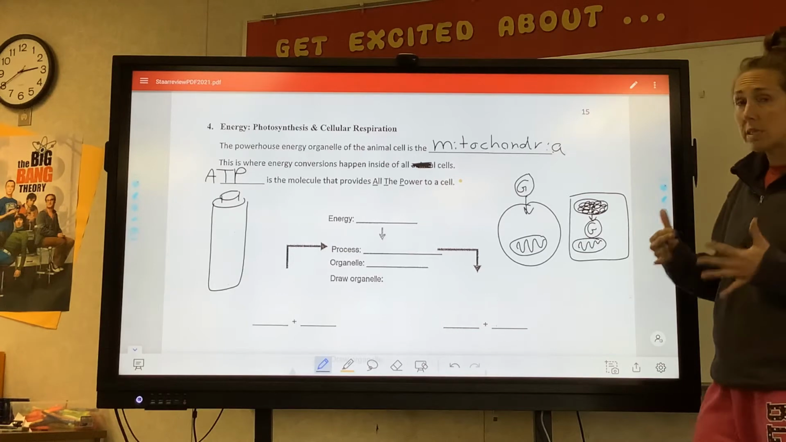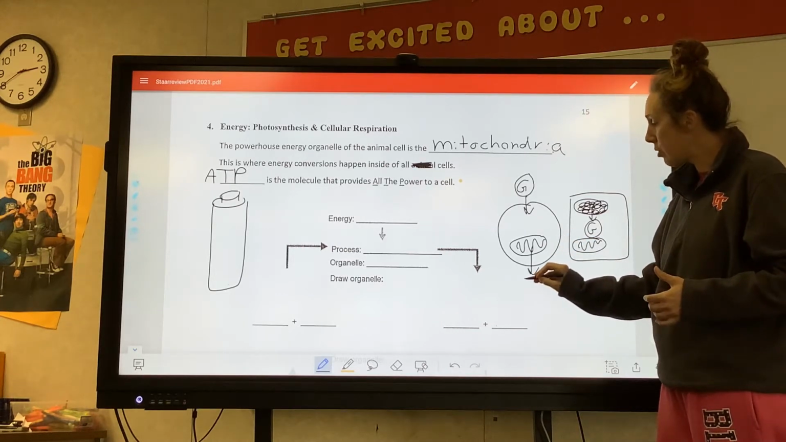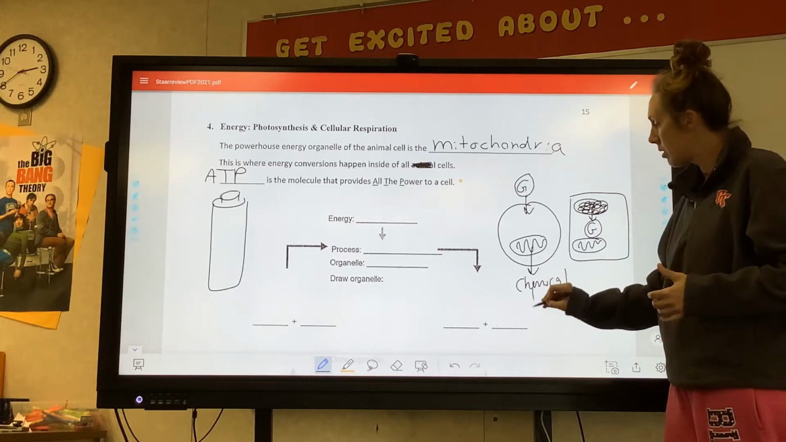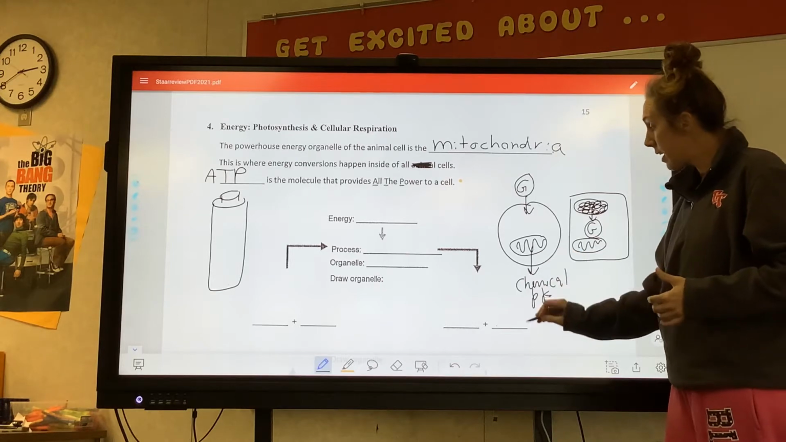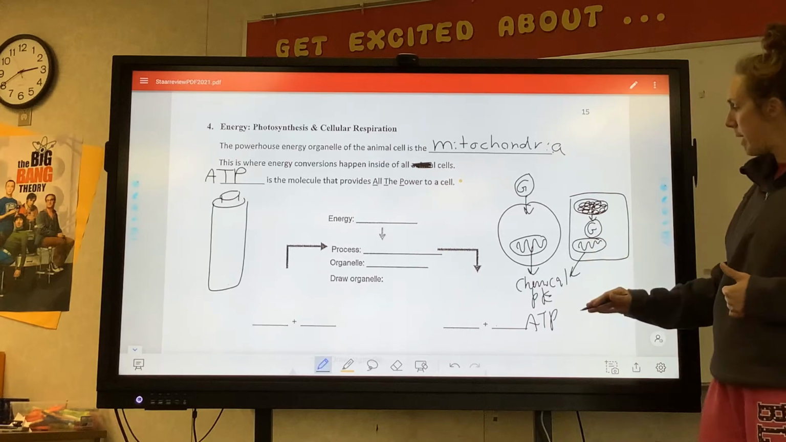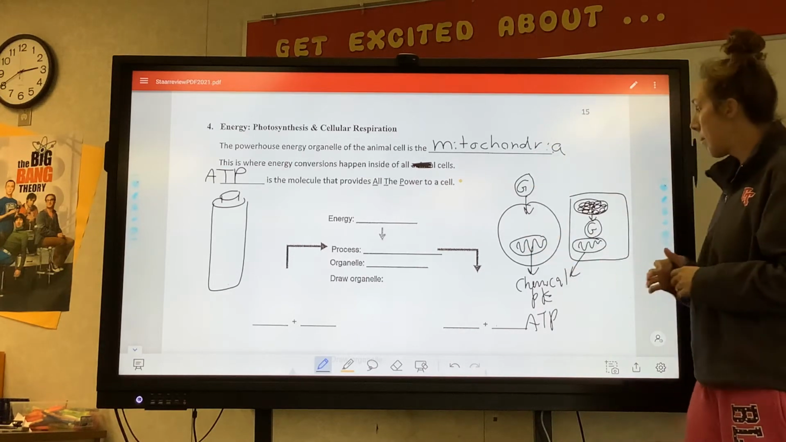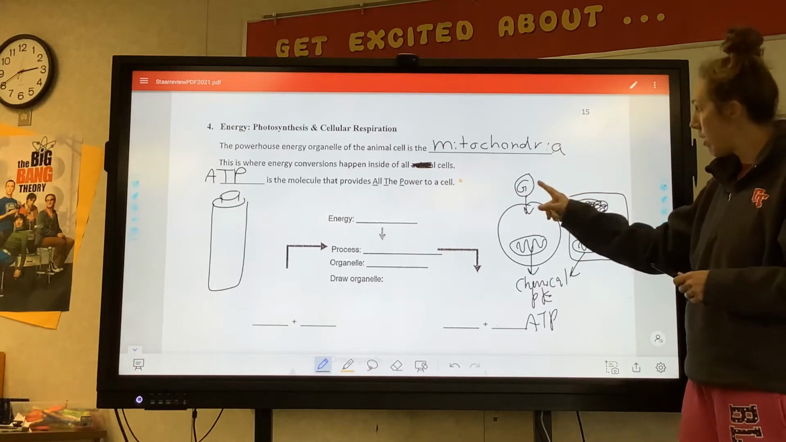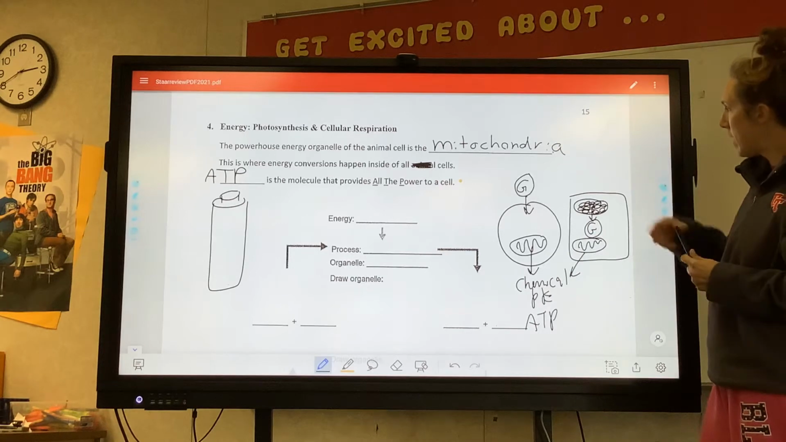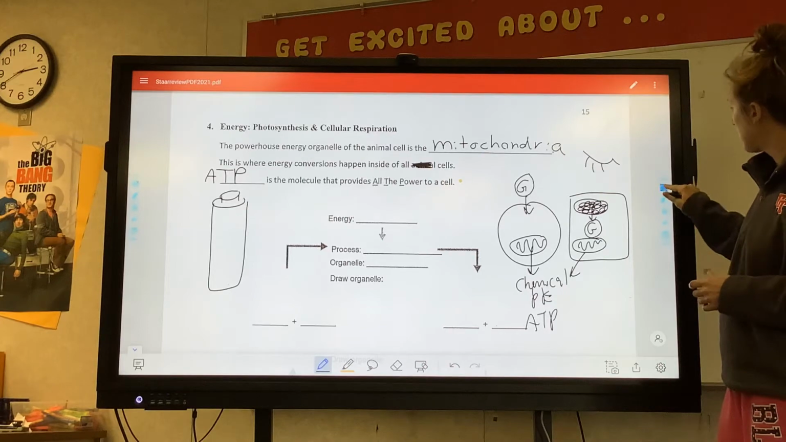So both cells need the mitochondria because only the mitochondria makes the chemical potential energy that is ATP, okay? So it's only the mitochondria that makes the ATP, but they both need glucose. Animals have to eat the glucose. Plants make their own. Heterotrophs need to eat the glucose to feed their mitochondria. Autotrophs make it from the sun, okay? So let's move on.